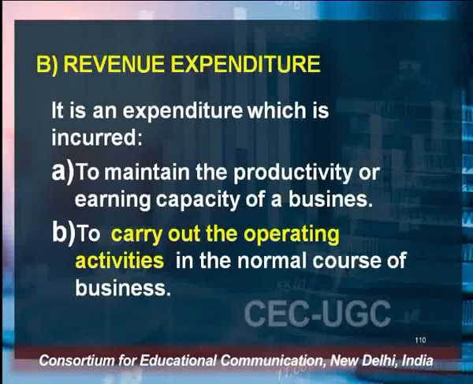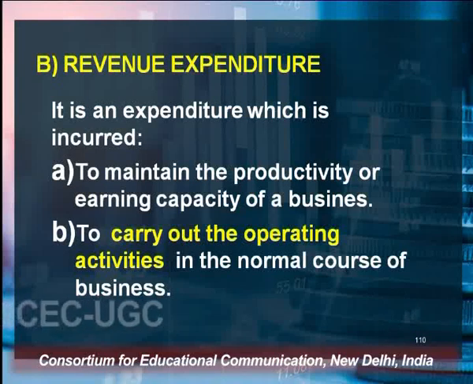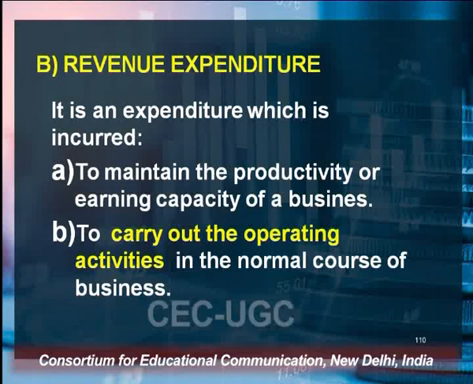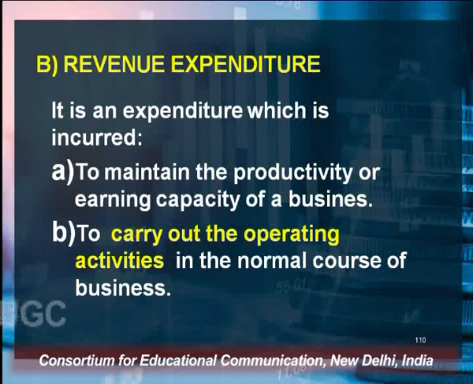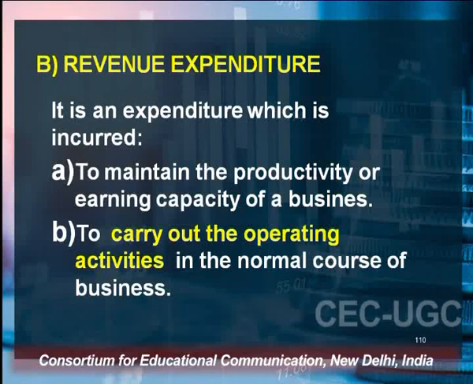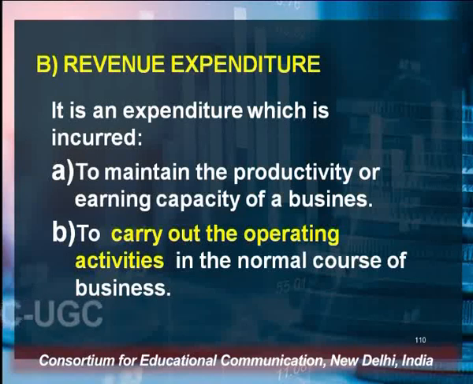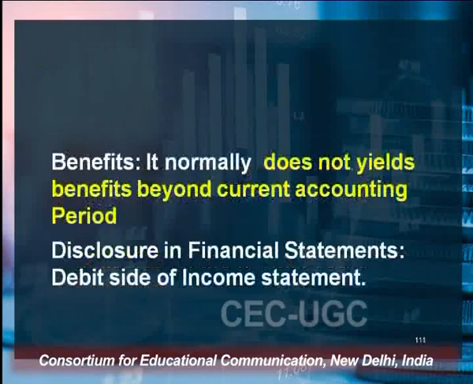The next type of expenditure is revenue expenditure. Revenue expenditures are those incurred to maintain the productivity or earning capacity of a business and to carry out the operating activities in the normal course of a business. Basically, these expenditures are recurring in nature and are made for maintaining the productivity or earning capacity of a business.